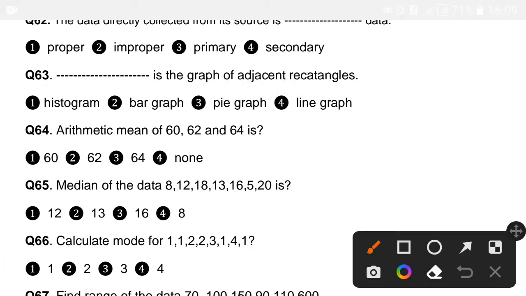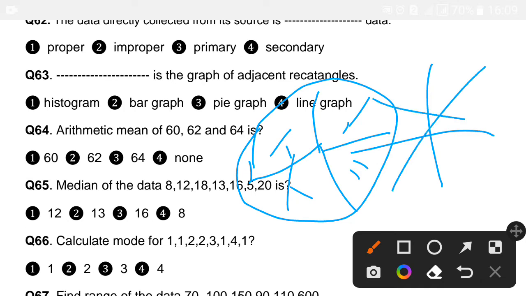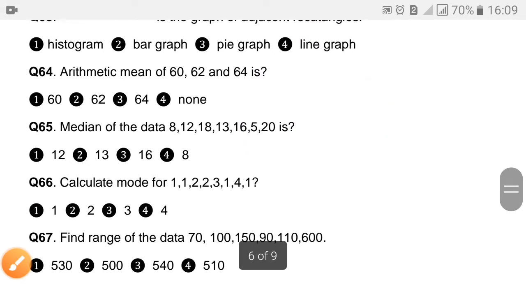In a pie graph, we have a circle like this, and we distribute the data and differentiate it by some color and by some percentage. And the line graph is just shown by a straight line.